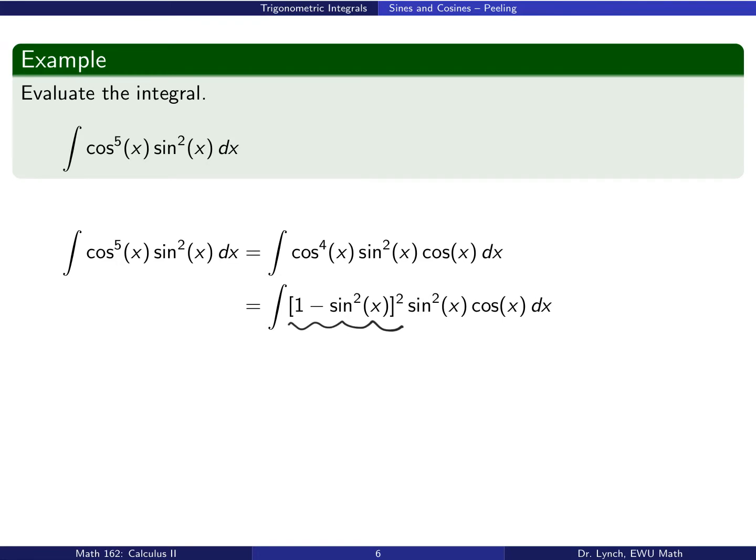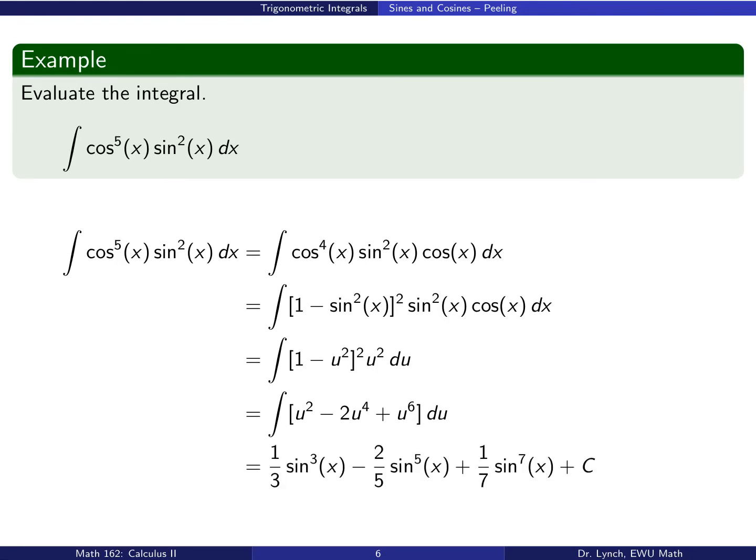Now the form of this integrand suggests substitution u equals sine of x. So there's a little bit of algebra to do here, expand our integrand and rewrite it as u squared minus 2u to the 4th plus u to the 6th du, which integrates quickly, and we'll substitute back in our sines here as u to obtain this general antiderivative.